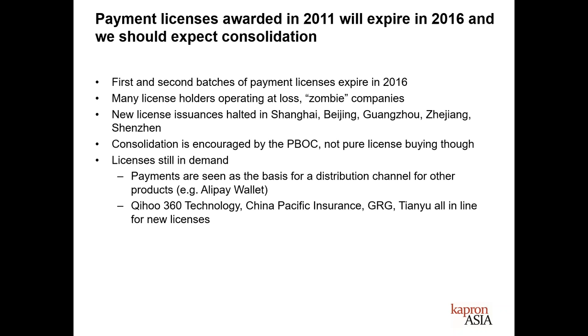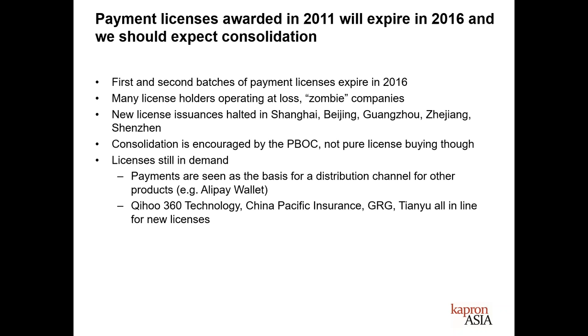Yet, many of the license holders that are using the licenses are operating at a loss. And the central bank really wants to regulate the industry. It has already stopped new license issuance in large cities like Shanghai, Beijing, Guangzhou, Shenzhen, and also in Zhejiang province. And the regulator is also encouraging mergers and acquisitions. It's encouraging consolidation in the industry, but not pure license buying.